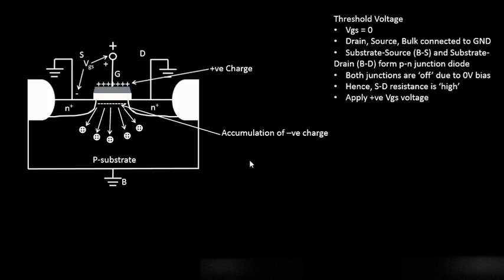Since I'm running a bit late on time and need some more time to discuss this, in the next step we'll apply more and more positive charges. We'll increase the gate potential and see how the depletion region forms over here. We'll talk more about this depletion region, and see what happens when we increase the gate potential to such a level that a conducting channel is actually created between the source and drain.